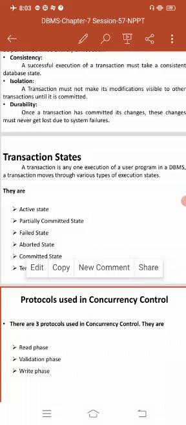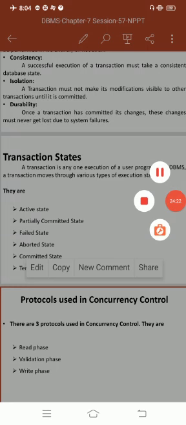Failed state. If any of the checks fails or if a transaction is aborted during its active state, a transaction can go to the failed state. So at this time, the transaction has to be rolled back to undo the effect of its write operations on the database.